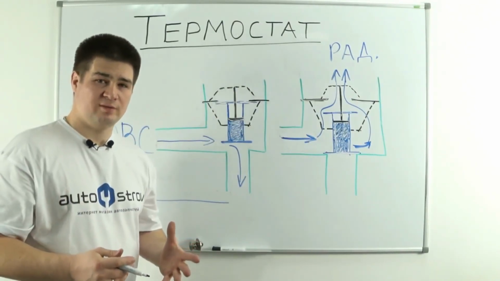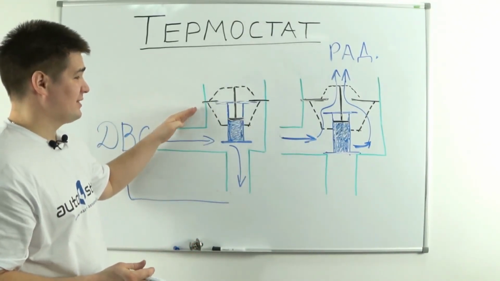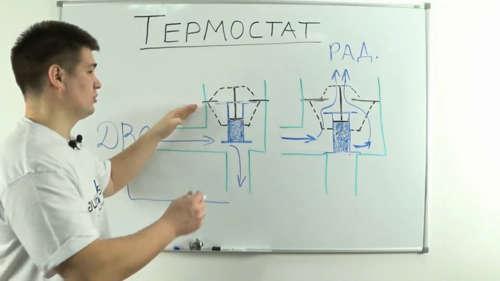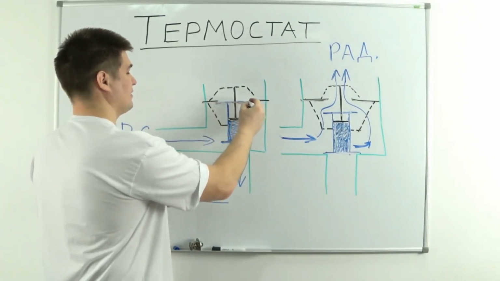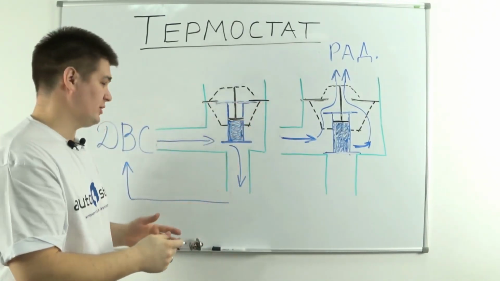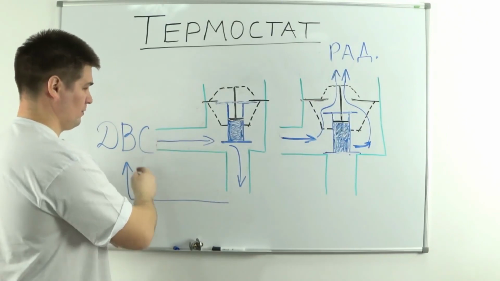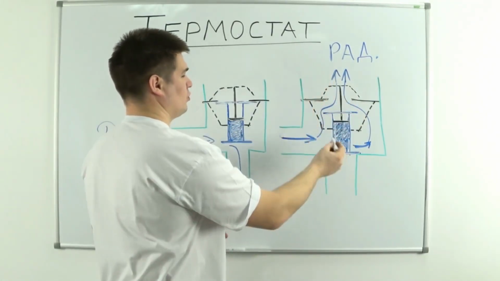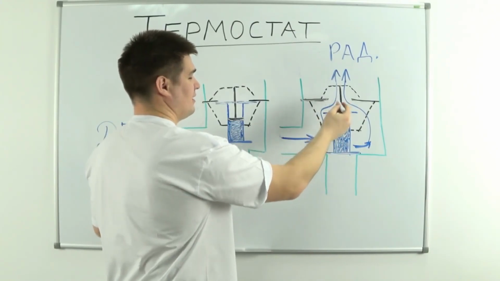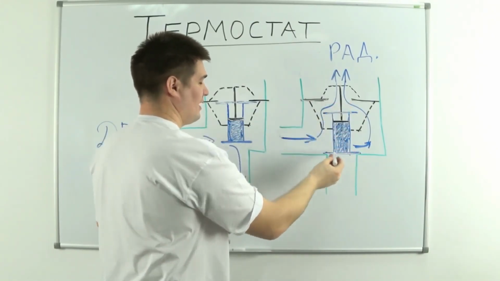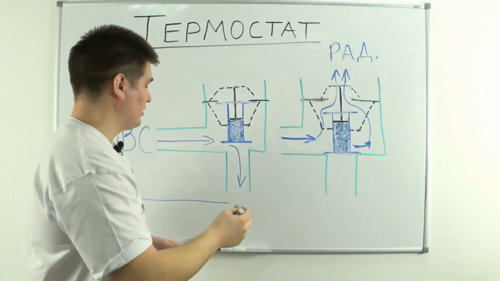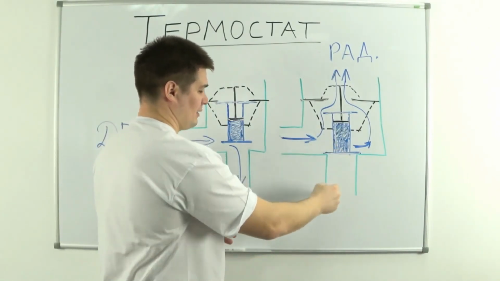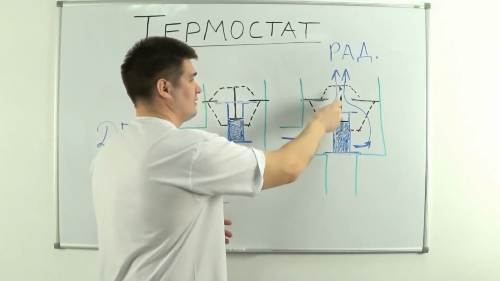And so, intermediate conclusions. The first position of the thermostat is when the thermostat is closed. That is, this upper hole is closed. Then the coolant circulates in a small circle. In the second position, the thermostat is open because the upper hole opens and the lower hole closes. Thus, the coolant stops moving in a small circle and begins to move towards our coolant radiator.